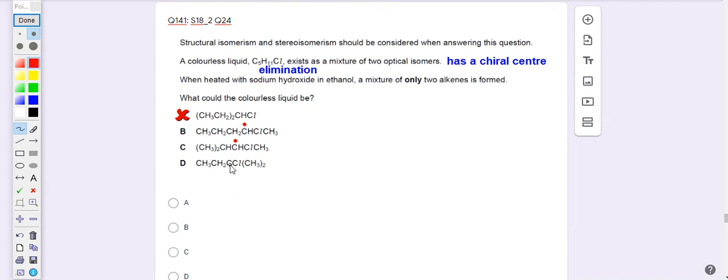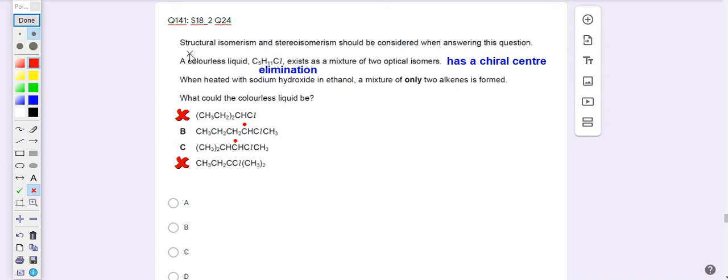D, this carbon is bonded to an ethyl group, bonded to Cl, bonded to 2CH3 groups. No chiral center. D cannot be the answer. So from the first property they told us that it has a chiral center, that helps us to rule out two answers. So we only need to look at B and C. Which one, when undergoing elimination, will give only two alkenes?